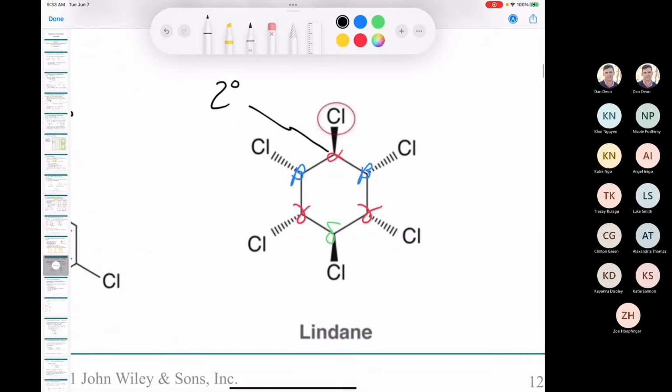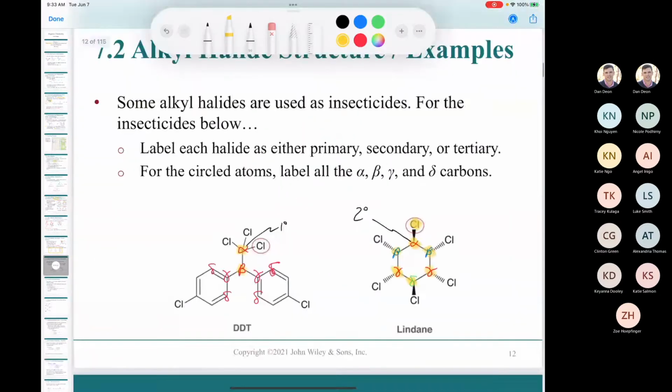Somebody asked me, how do you know if it's alpha or beta or gamma or delta? All I'm talking about is just looking at this specific carbon. I just picked this one that I have highlighted in yellow. The carbon that is attached directly to this halogen is called the alpha carbon. As you keep going away from the alpha carbon, the next one would be beta. After beta comes gamma. After that comes delta. All right, there we go.